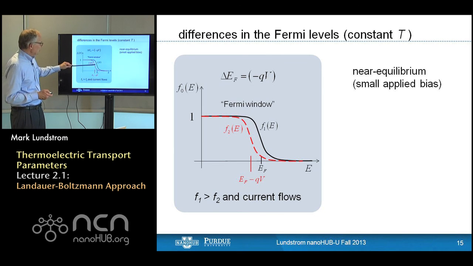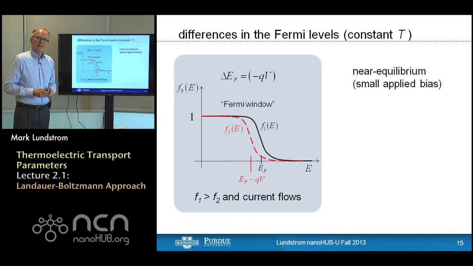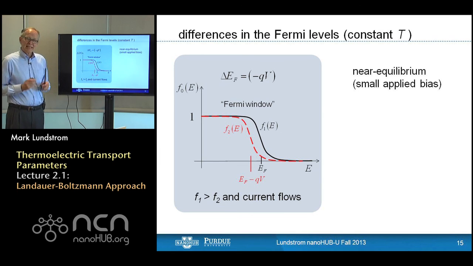Okay. This region over which current flows is something that I'll call the Fermi window. It is the range of energies over which F1 is different than F2. That's where all the action occurs.